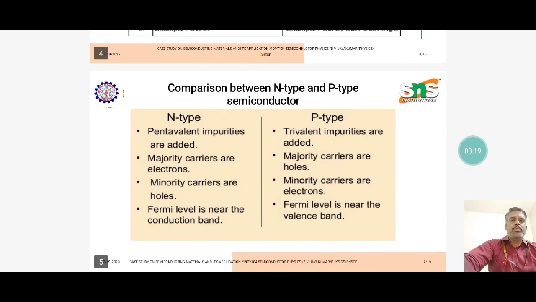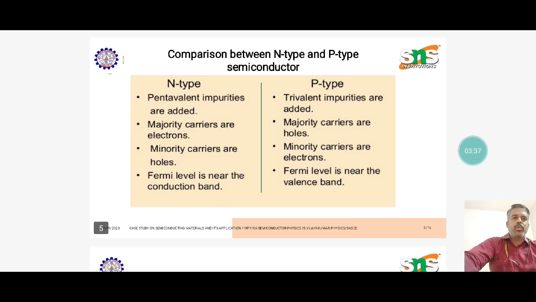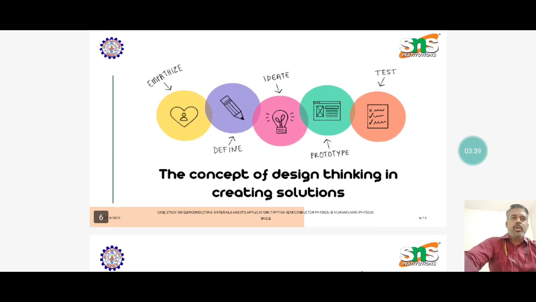Then the comparison between n type and p type: pentavalent doping is called n type, and trivalent doping is called p type. In n type, the majority carrier is electrons and the minority carrier is holes; in p type it is the opposite. The next very important point is the Fermi level, which lies closer to the conduction band in n type and closer to the valence band in p type. Next we discuss the concept of DT, the design thinking concept.